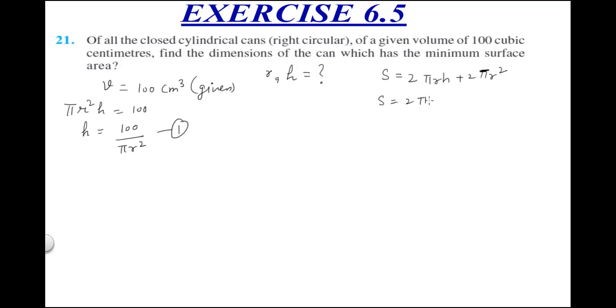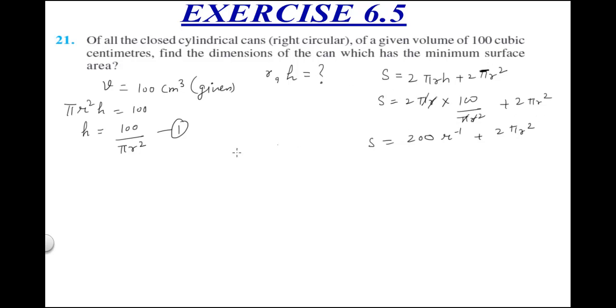We will get 2 pi r multiplied with h value, which is 100 upon pi r square, plus 2 pi r square. So pi will get cancelled, r will get cancelled. We are left with 200 upon r, that can be written as 200 r to the power minus 1, plus 2 pi r square. Now we see that our surface area just has one variable, which is the radius, right?